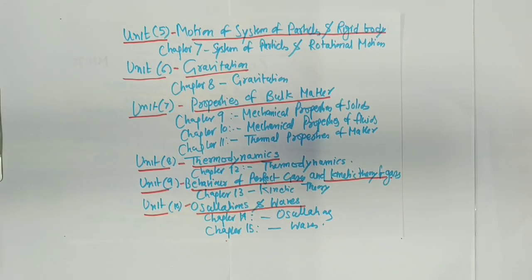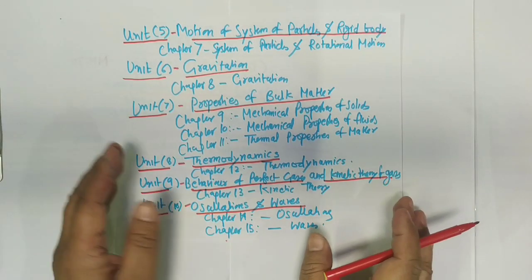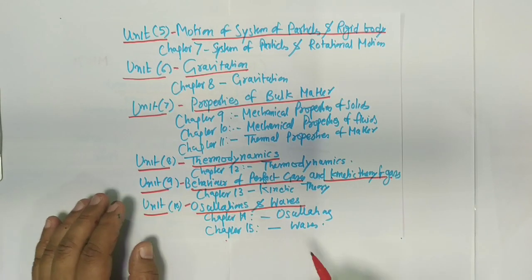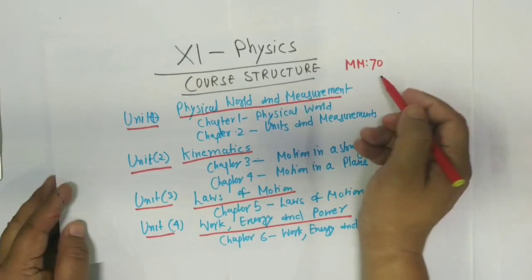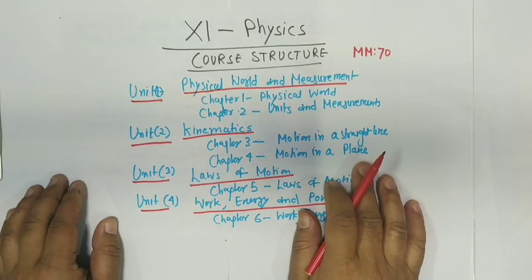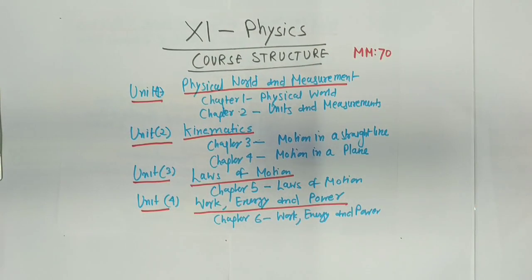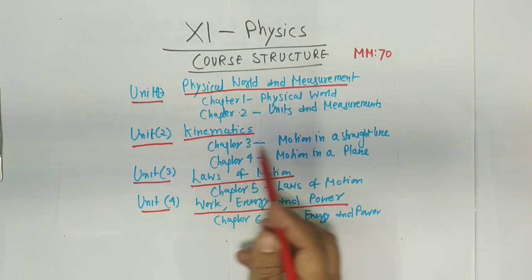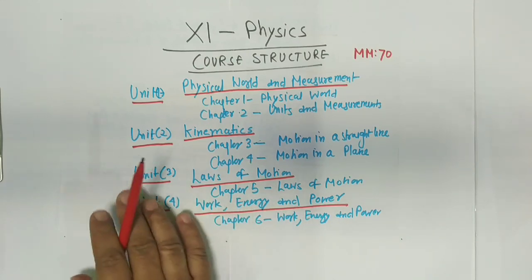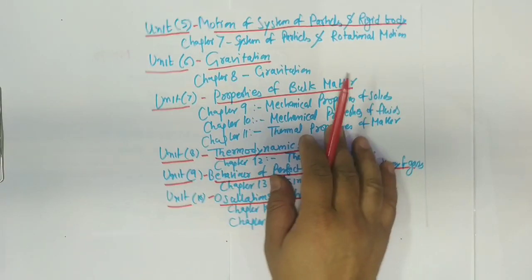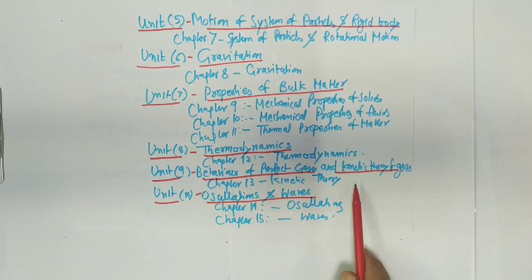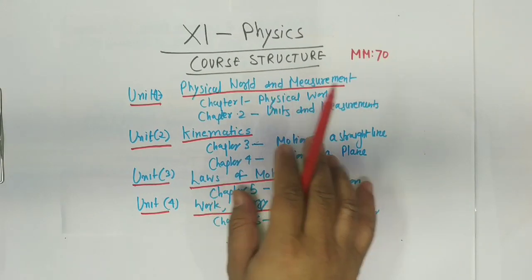So in total you have 10 units, and these 10 units have about 15 chapters, and the total maximum marks is 70. We are going to discuss all these one by one in the coming videos: physical world and measurement, then kinematics, laws of motion, work energy power, then motion of system of particles and rigid body, gravitation, properties of bulk matter, thermodynamics, behavior of perfect gases. And we will start with physical world and measurement.